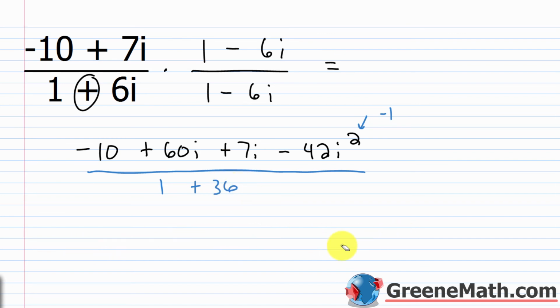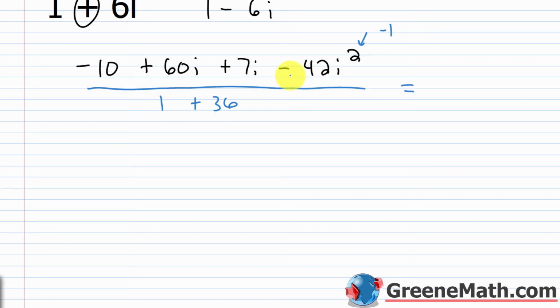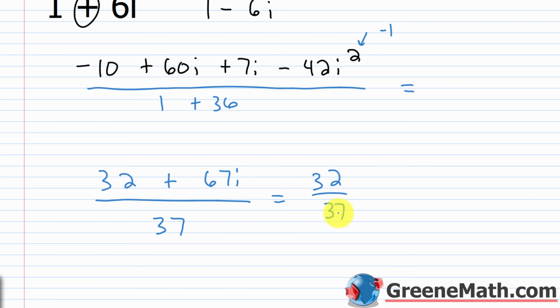And again, if you don't believe me on that, FOIL that out, and you'll see that you get the same thing. All right, so we have negative 42 times negative 1, which is 42. 42 minus 10, which is 32. So you'll have 32. Then plus 60i plus 7i is 67i. Then over 1 plus 36 is 37. So you'll end up with 32 plus 67i over 37. Now, nothing we can do to simplify that further. Another thing, if you wanted to, you could say this is 32 over 37 plus 67 over 37, and then times i.